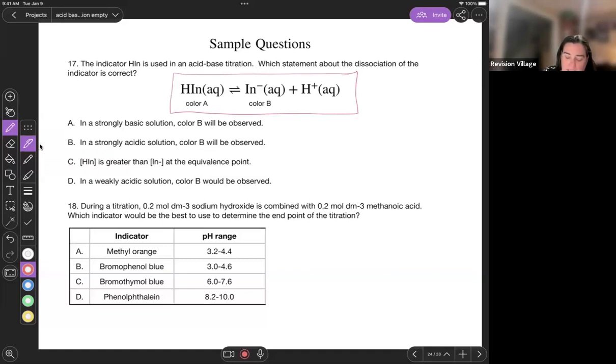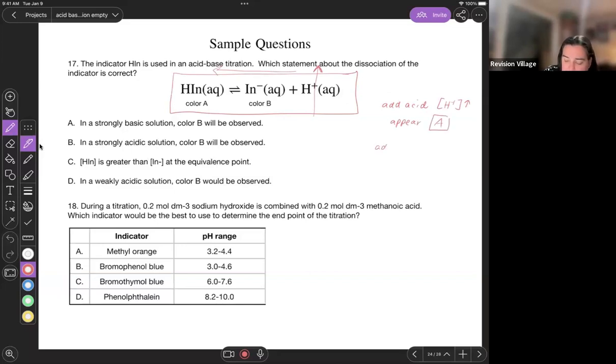Indicators work because the acid and its conjugate base are different colors. And so if they say, using equations, show me how indicators work, it is exactly what's in that red box they want you to write down. And then you can apply Le Chatelier's principle, and you can say to yourself, what happens if I add acid? Well, if I add acid, I'm going to increase the concentration of H+. And so Le Chatelier tells me that if I increase the concentration of a product, a reaction will shift backwards to undo that stress. And so that means that it will appear color A.